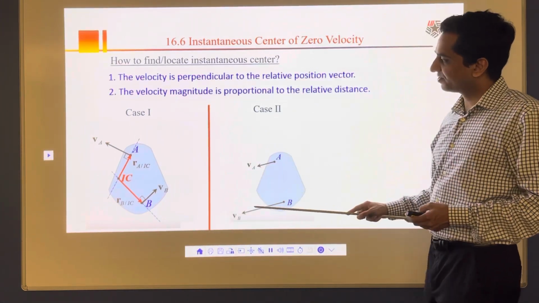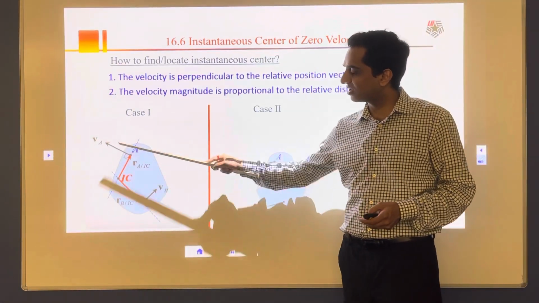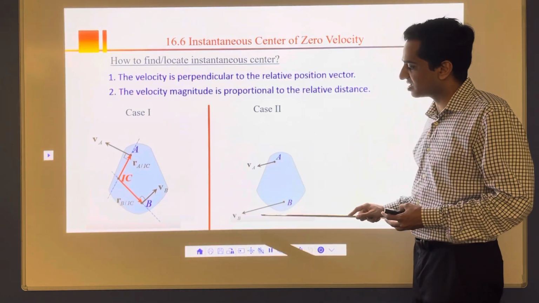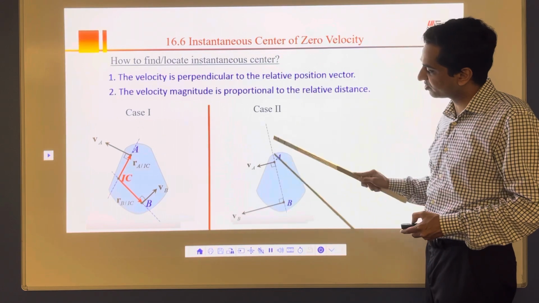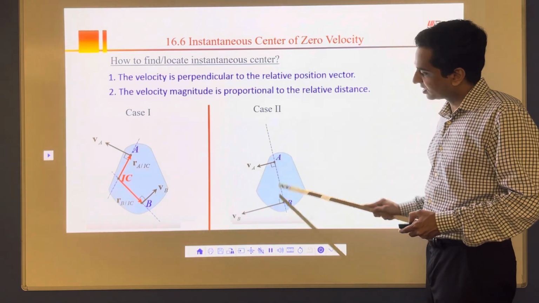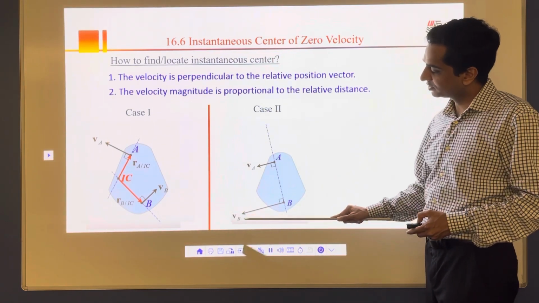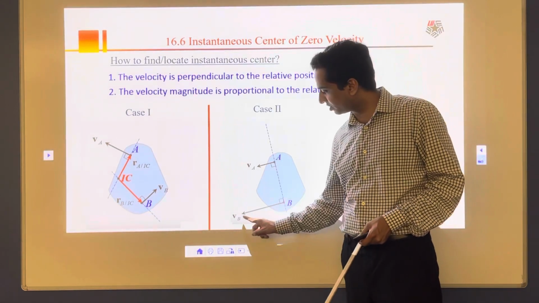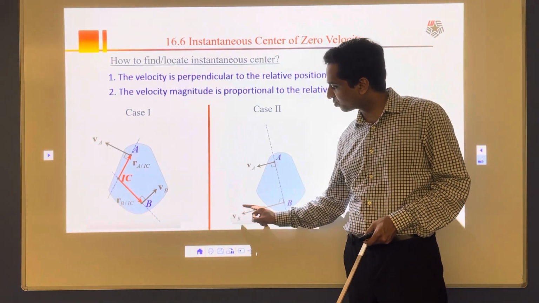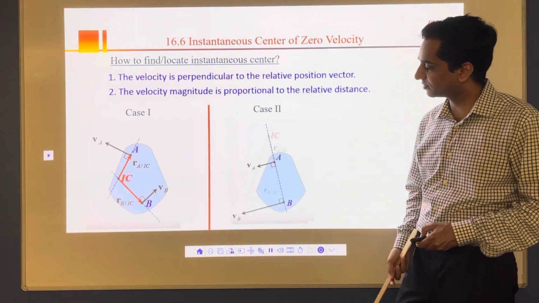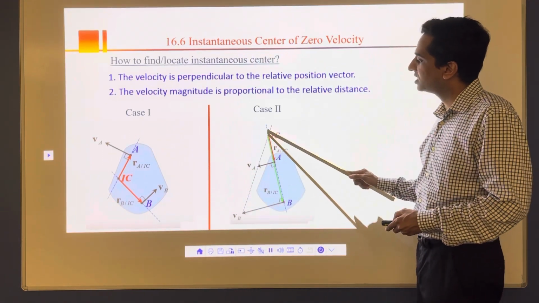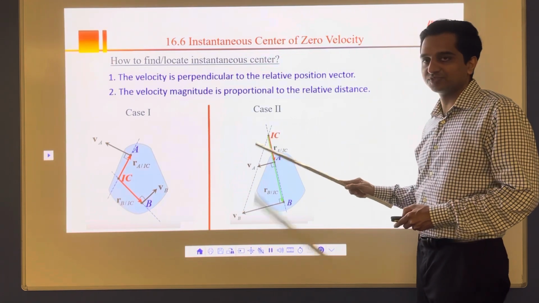Sometimes the velocities are not parallel, as here, but sometimes the velocities are parallel. If that's the case, the process is the same: draw perpendiculars. They will look something like this, and then, if you know the magnitudes, join these points, and wherever that line meets the perpendicular, that will be your instantaneous center of zero velocity. So it's going to meet here, and that's my instantaneous center of zero velocity.